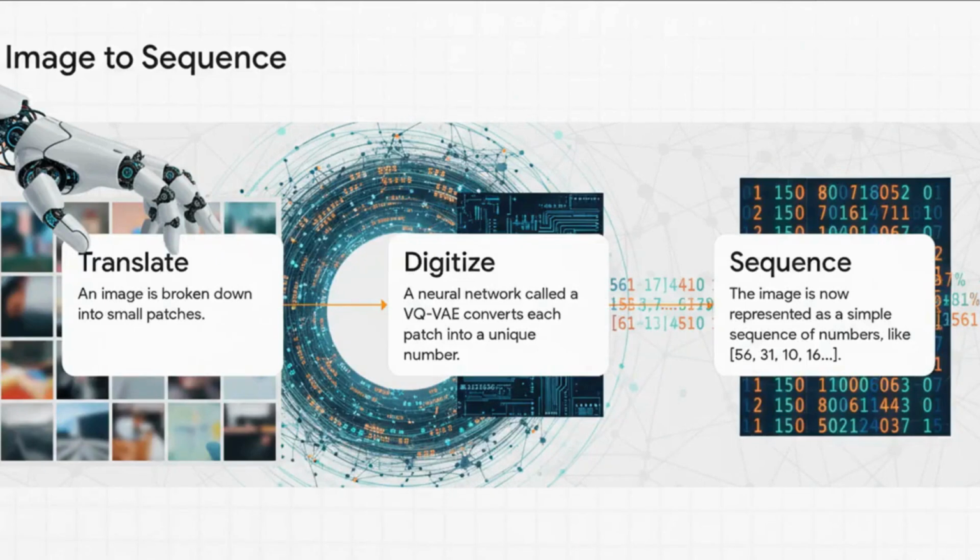But here's the catch. You can't just feed raw pixels to a language model. It wouldn't know what to do with them. So first, the image has to be translated into a language it understands. A special kind of neural network acts like a universal translator. It takes each visual patch and turns it into a single, unique number. Suddenly, the entire picture is just a simple sequence of numbers.